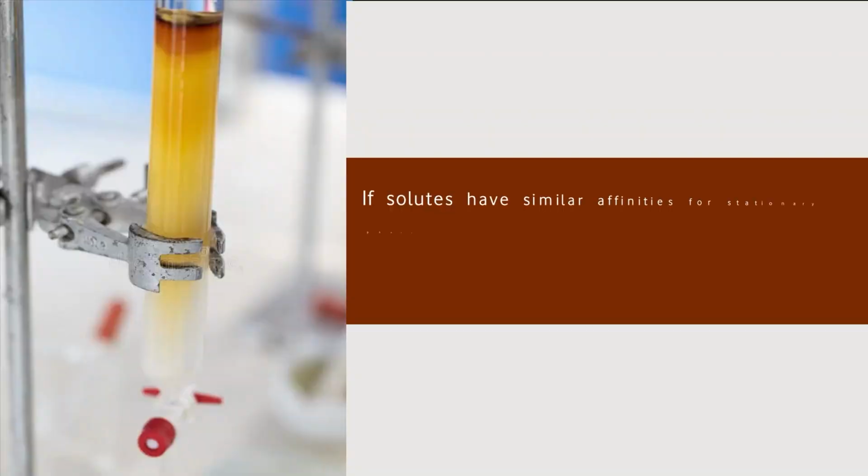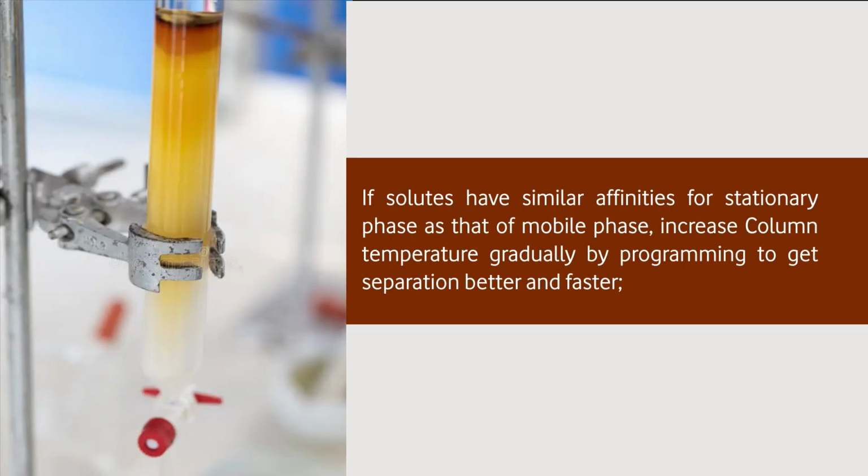But the increase of column temperature can be programmed in order to have better separation. So it is all computer controlled. We give a program and we gradually increase the temperature with that program to make sure that the separation is fast.